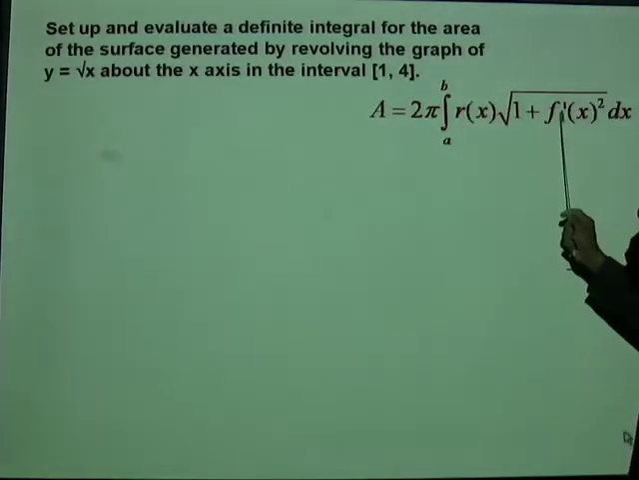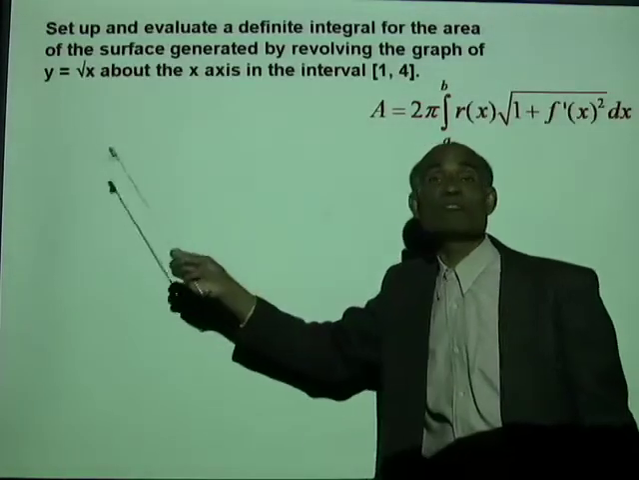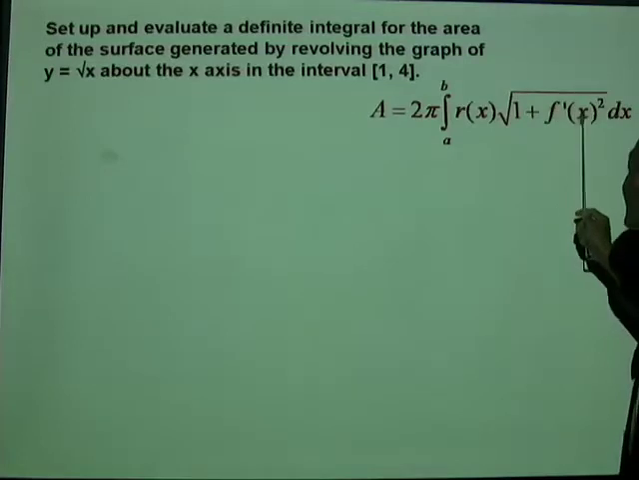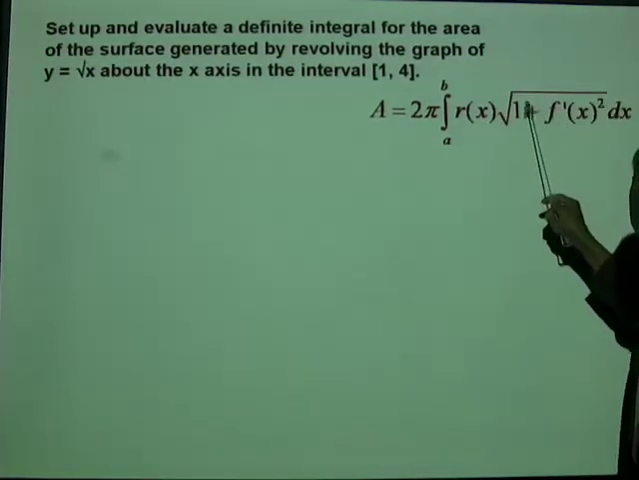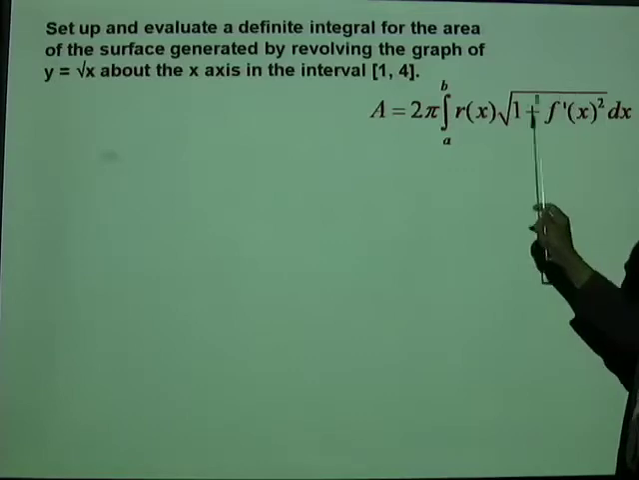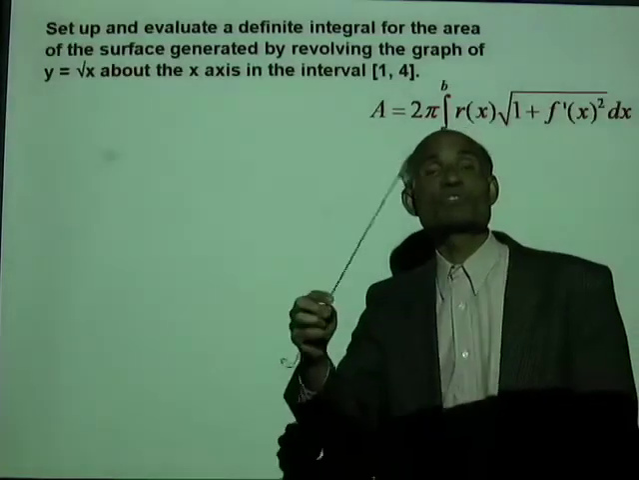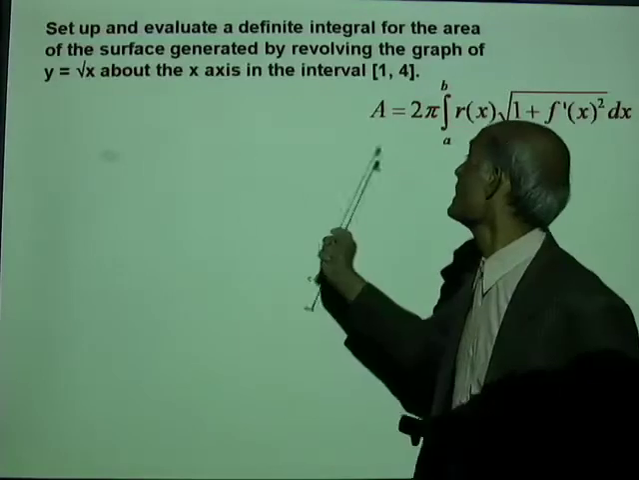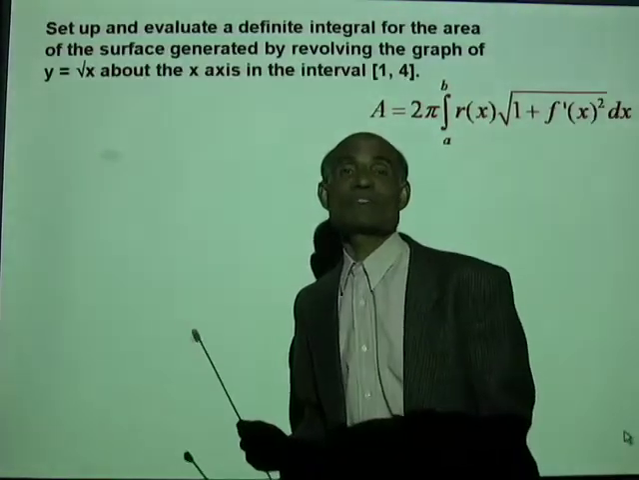Starting from here, we have f of x. This y equals square root x is f of x. We need to find f prime x, square it, then add 1 to it, and take the square root of it. Now that is that quantity. Then the radius of revolution. The radius of revolution in this case will be y equals square root of x.